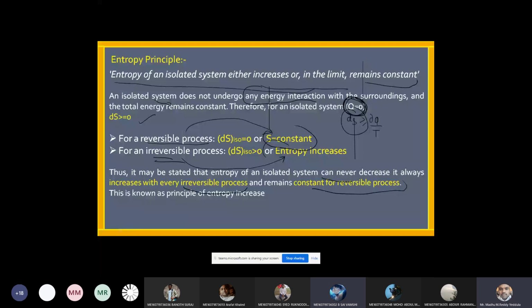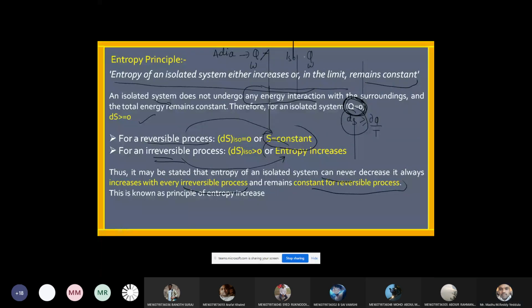Okay, see here, what is the difference between adiabatic system and isolated system? Adiabatic means no heat interaction, but work interaction may be there in adiabatic system. If you recall the first unit, adiabatic system does not interact in terms of heat, it may interact in terms of work. Whereas isolated system, no heat interaction, no work interaction.